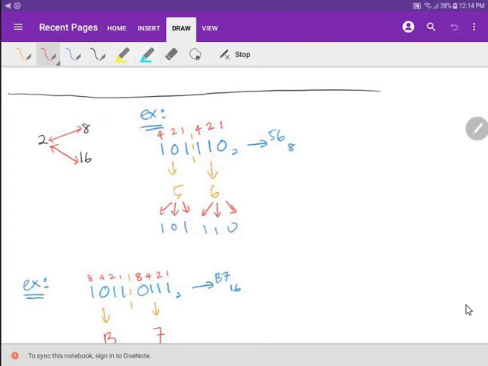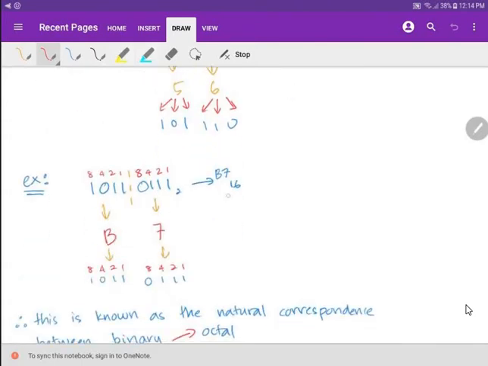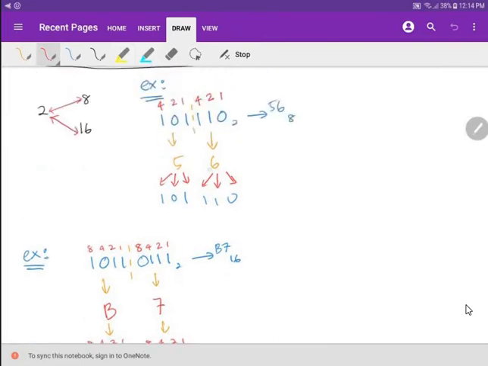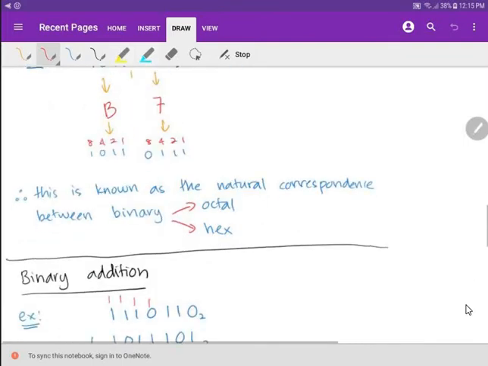For octal, what do we do with the binary bits? We divide them into groups of 3. And what do we do if it is hex? Divide in groups of 4, and vice versa. Each digit in hex is equally represented by 4 binary bits, and the same goes with octal. Each octal digit is represented by 3 binary bits, and that is what is known as the natural correspondence.